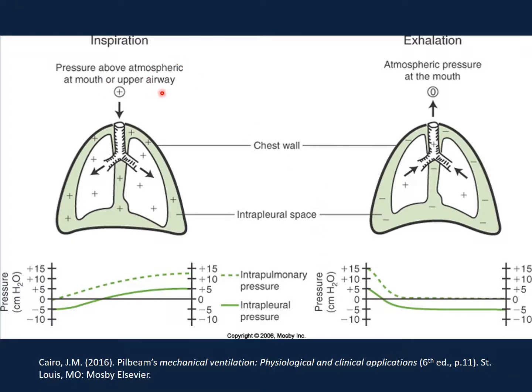So when we are referring to positive pressure ventilation, we are really referring to raising the pressure above atmospheric at the mouth or at the upper airway, in this case either through a manual resuscitator bag or a mechanical ventilator, and then it's being pushed into the lungs. Okay, and that's how the inspiration happens.